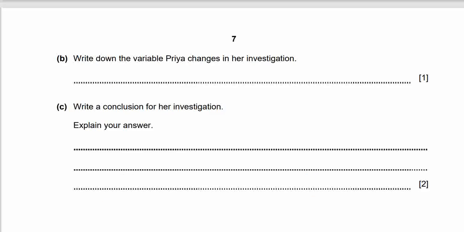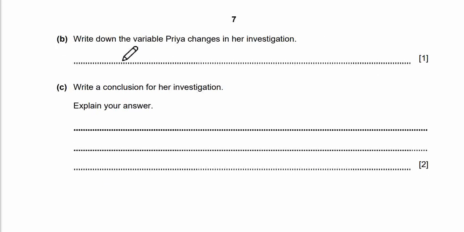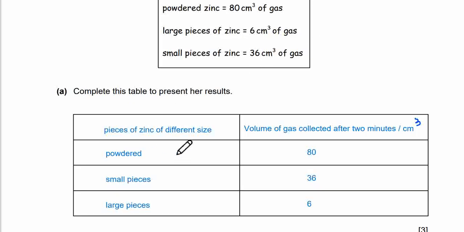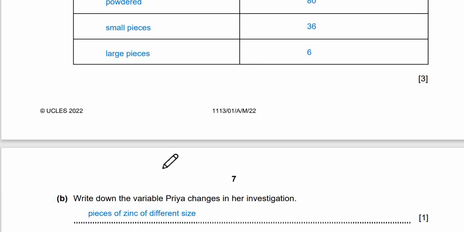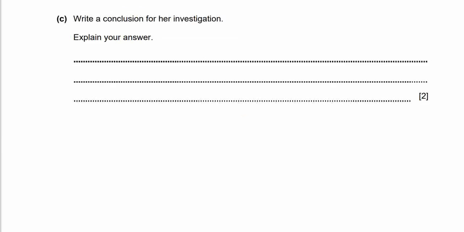Next. Now we are in question 5b. Write down the variable Priya changes in her investigation. So here we can see that the one that is being changed is the different size of zinc. So we type down that answer. So pieces of zinc of different size will be the answer to question B. Next. 5c. Write a conclusion for her investigation.